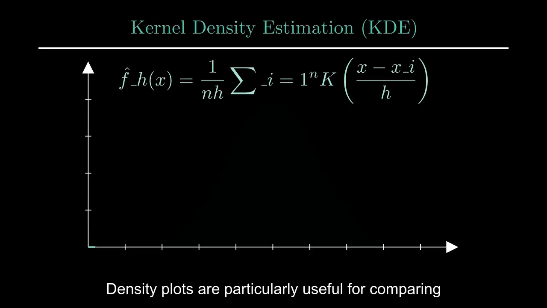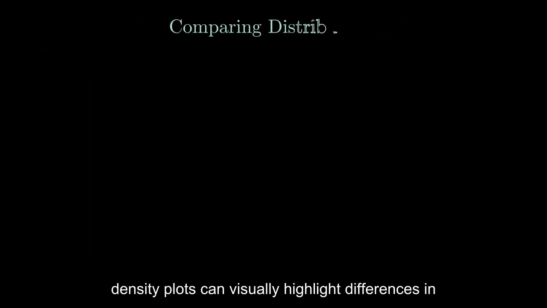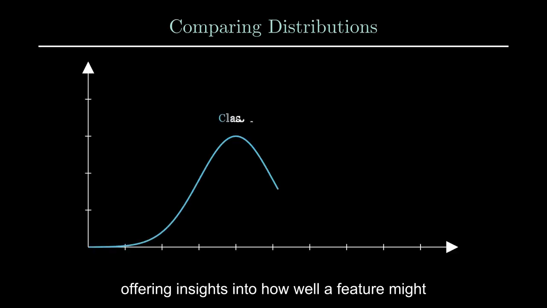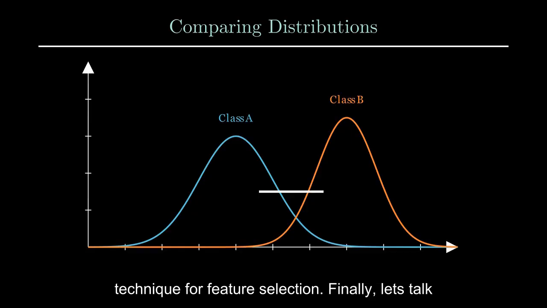Density plots are particularly useful for comparing the distributions of multiple variables or the same variable across different groups. Overlapping density plots can visually highlight differences in means, variances, and shapes between classes, offering insights into how well a feature might separate your target variable. This is a powerful technique for feature selection.